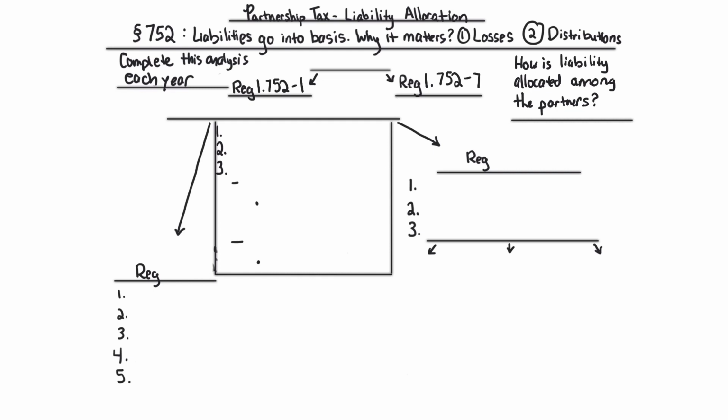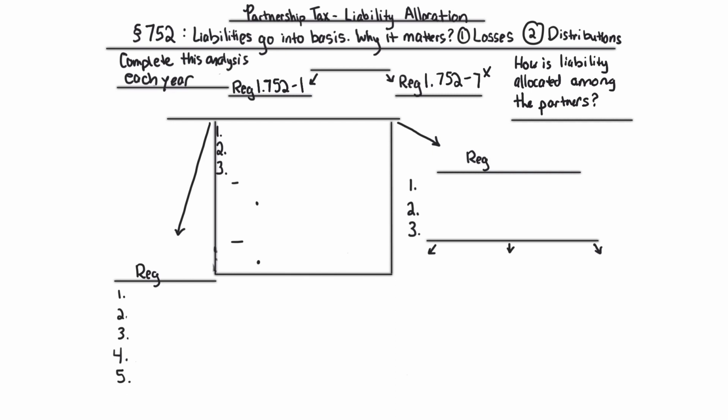Those are contingent liabilities. We are not going to focus on that. Those have special rules, very advanced rules. The topic we're already dealing with is an advanced topic, but those even have more advanced rules. So we are focusing on just plain liabilities that are not contingent. We call those Reg 1.752-1 liabilities.